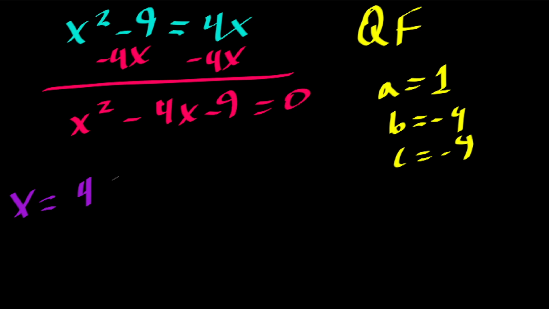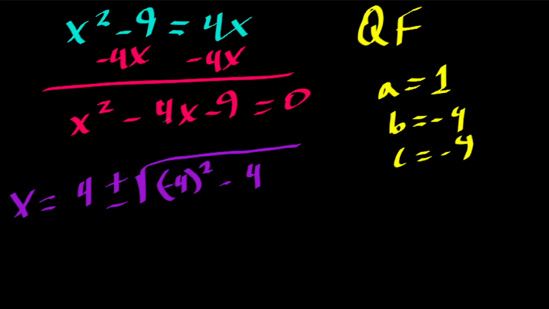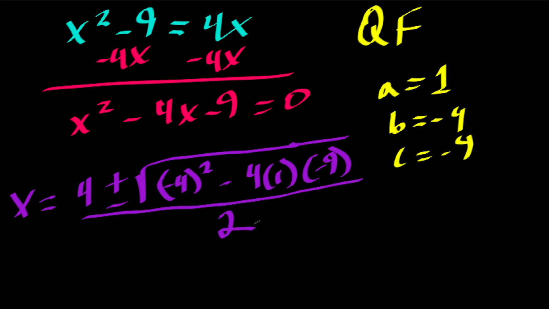So it would become 4 plus or minus the square root of b squared, which would be negative 4 squared, minus 4ac. And a would be 1, c would be negative 9. And then we're going to divide everything on the right by 2a, which would still just be 2 because 2 times 1 is 2. All right, so now we're going to actually start our simplifying. But that's how we set it up.